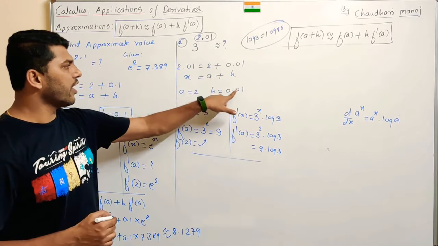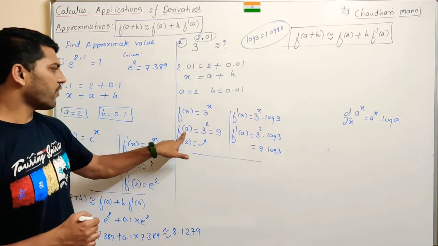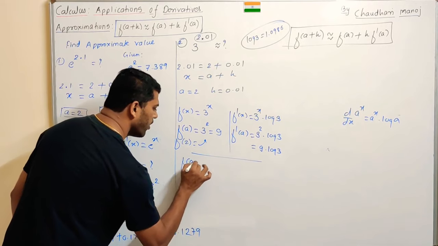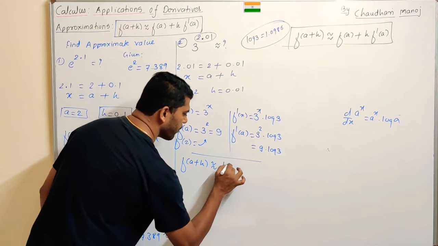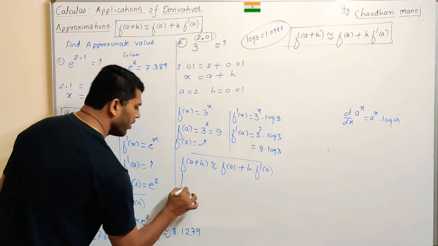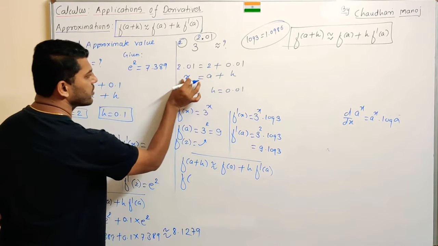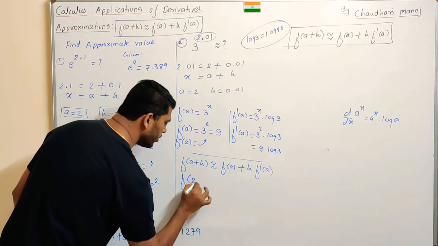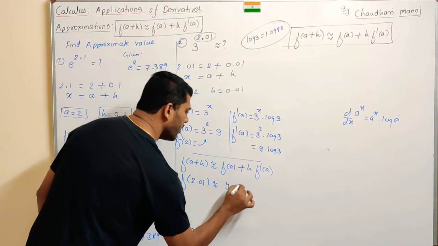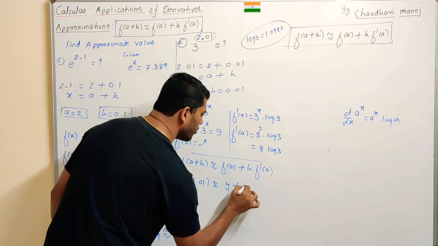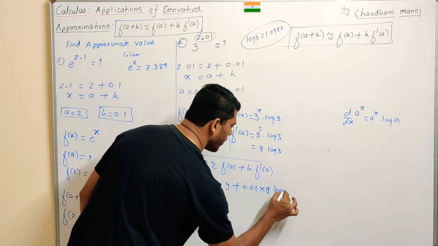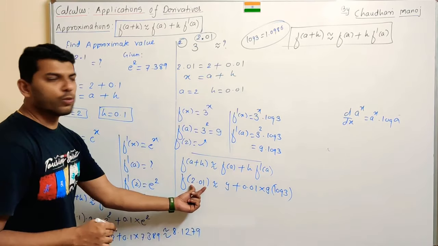A is 2, h is 0.01, f of a is 9, f dash of a is 9 times log of 3. Let's apply the formula. The formula is f of a plus h is approximately equal to f of a plus h into f dash of a. So a plus h together, this is nothing but x, which is 2.01, is approximately equal to f of a value, which is 9, h value is 0.01, and f dash of a value is 9 into log 3.